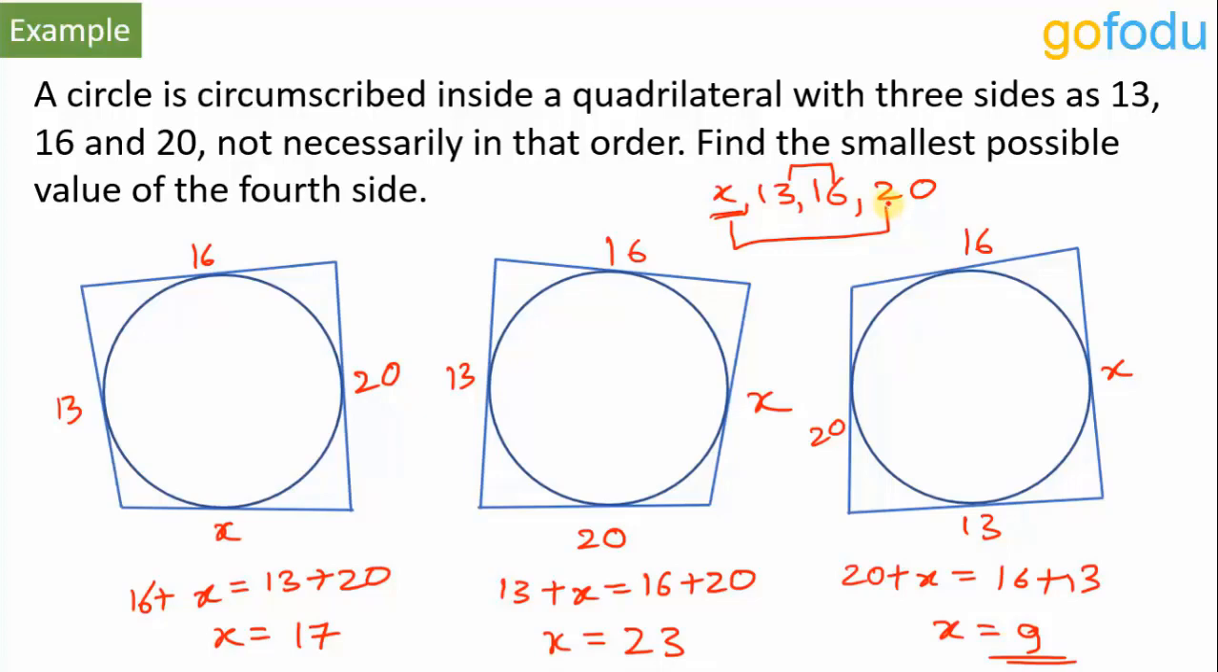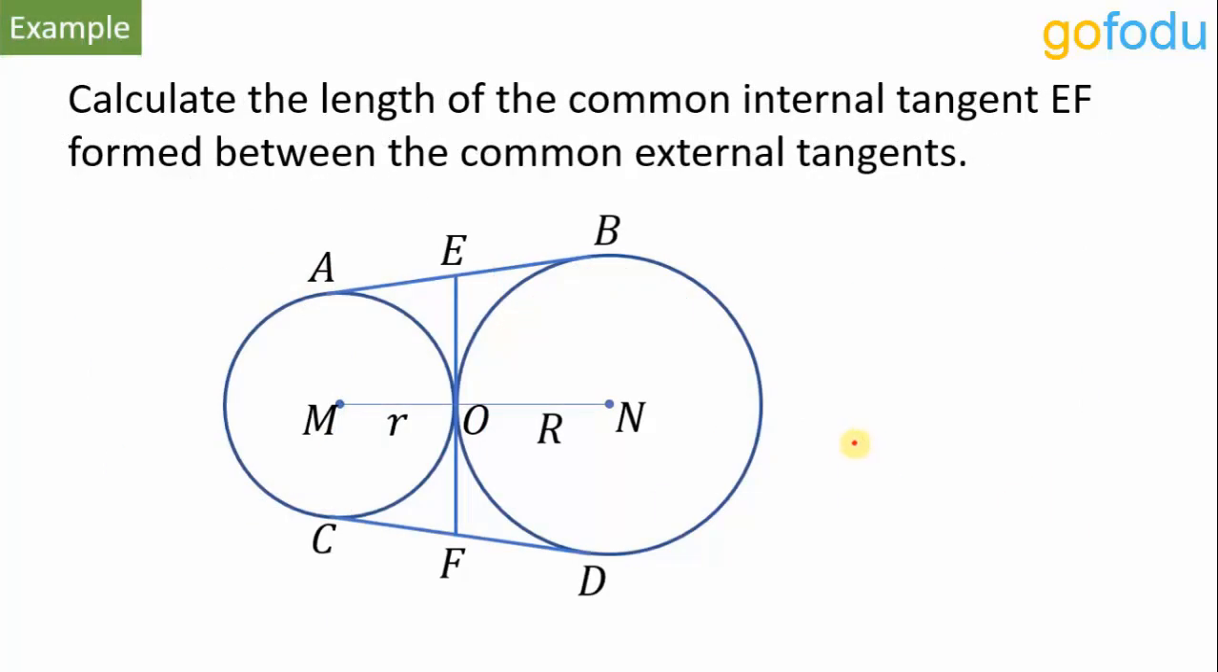Next question. Calculate the length of the common internal tangent EF. EF is the common internal tangent formed between the common external tangents AB and CD. Okay, AB and CD are the external tangents. We have to find the length of EF. Now obviously it will come in terms of small r and capital R, as there is no other detail given to us. Follow the standard procedure for common tangents.